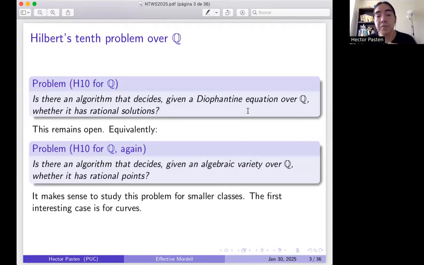And it makes sense to study this problem for smaller classes of Diophantine equations, because the question is just too difficult. We have no idea what to do in this setting. And the first interesting case is varieties of dimension 1, curves.